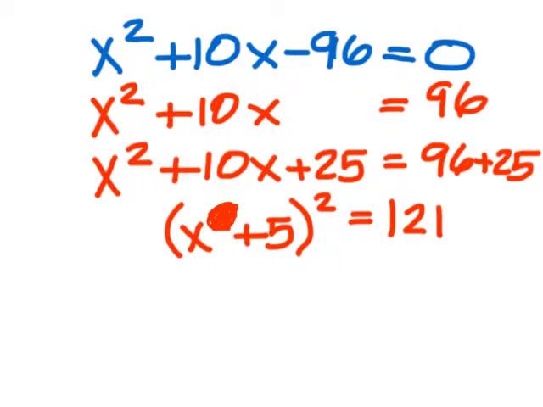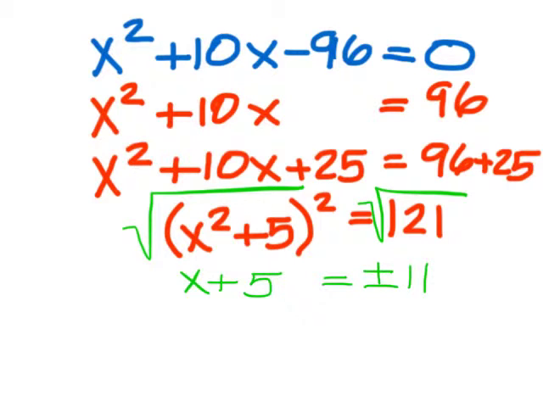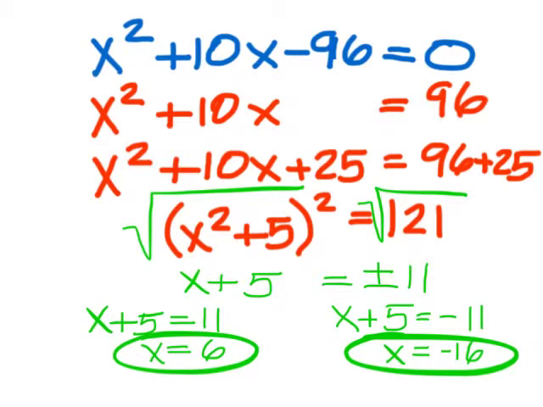Now what do I do? Square root 121. Square root of both sides. And when I do that, I'm left with x plus 5 equals plus or minus 11. Now what do I do? Yeah, x plus 5 equals 11, and then x plus 5 equals what? Negative 11. And there it is. You solve them both down to get answers of 6 and negative 16.